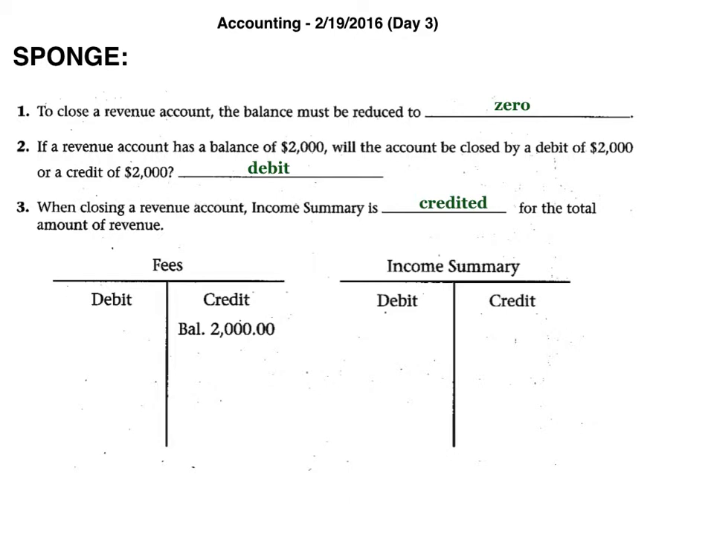So let's just look at our T accounts here. We have fees and income summary. Currently, we have a balance of $2,000 in our fees. To close out this account, we need to give a debit of 2,000, which will give us a balance of 0 in our fees, and a debit of 2,000 requires a credit of 2,000, which would go in the income summary. Now, let's look at our balance of 0 now.